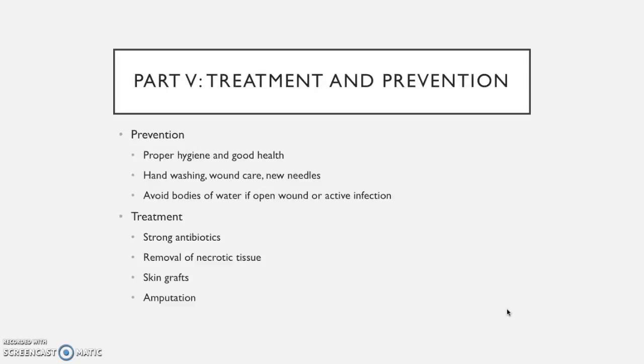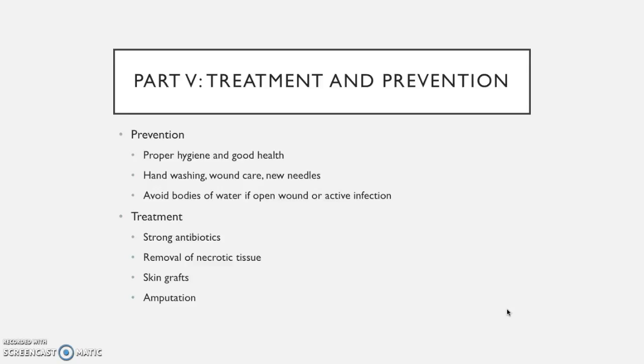So part 5, treatment and prevention. Like I said before, the best way to prevent is proper hygiene, hand washing, cleaning out wounds, taking care of wounds after surgery, anything like that, and good health. So if your immune system is compromised, that is also an opportunity for the pathogen to cause an infection.